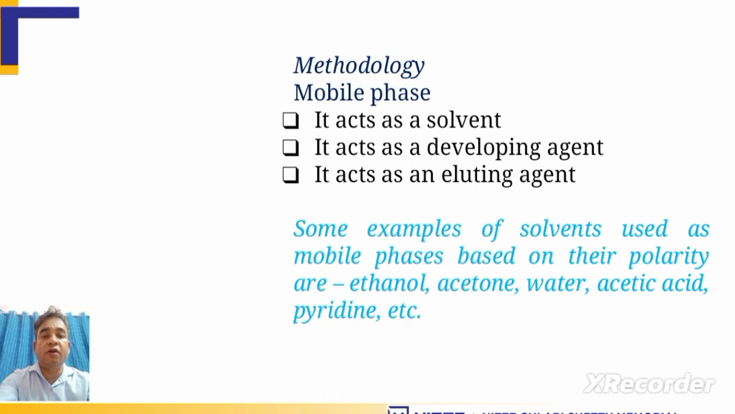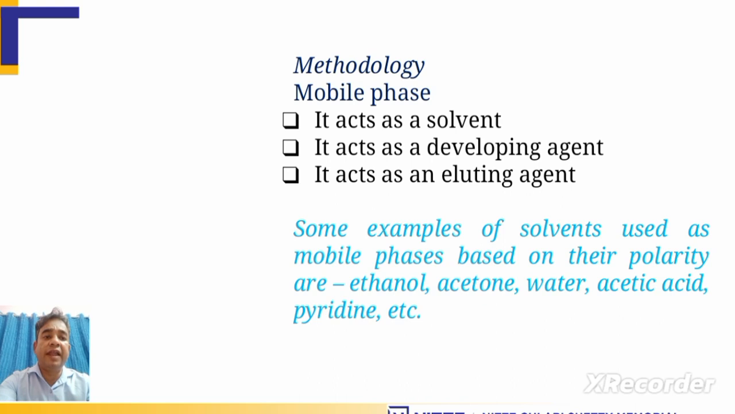And then later on the separated sample is being eluted from the column. It is also held with the mobile phase. So it acts in three forms, right? It acts as a solvent, a developing agent, and an eluting agent. Some of the well used solvents are ethanol, acetone, water, acetic acid, and pyridine.